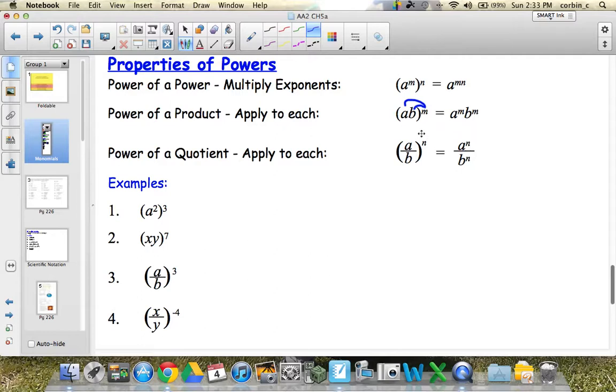And finally, you have a power of a quotient. So once again, you're going to put the power of n on both parts of the fraction, or any letters that are inside those parentheses. So, once again, pause the video and try these examples.